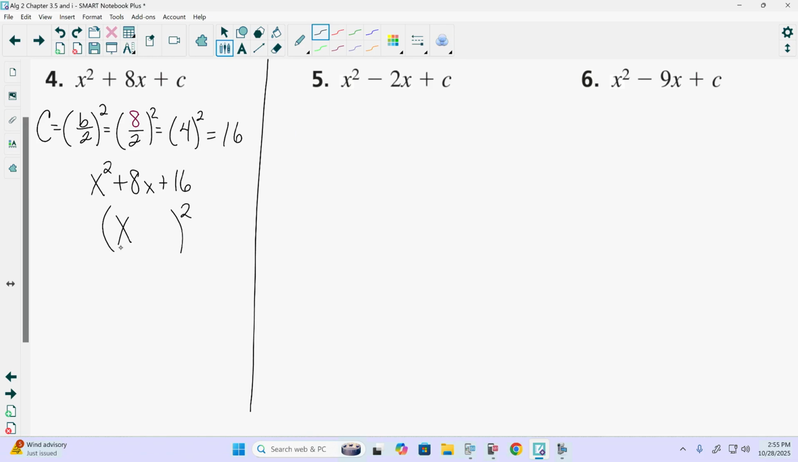Now our perfect squared trinomial would be x plus or minus, depending on the sign, the number inside the parentheses before we squared it to find c. And that number in this case is positive 4. So our factored form of this would be x plus 4 squared. And that would be our answer. Especially on the homework for these here, it'd be x squared plus 8x plus 16. And then the factored form would be x plus 4 squared.